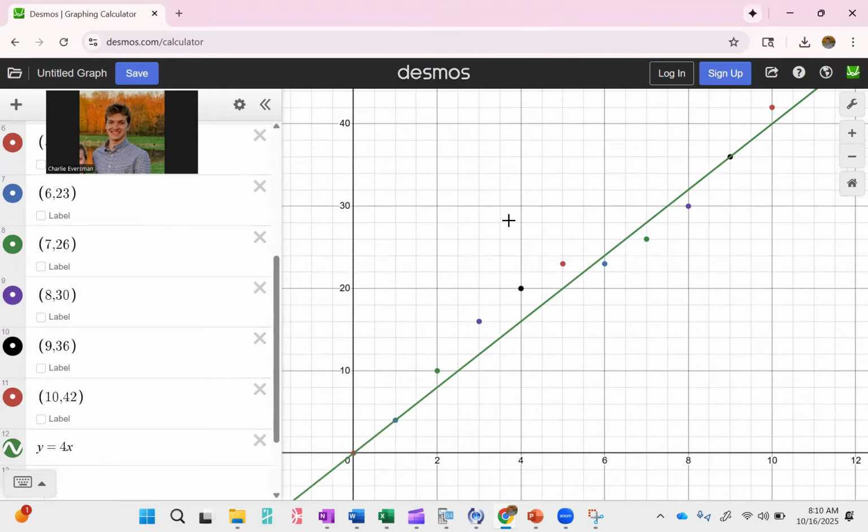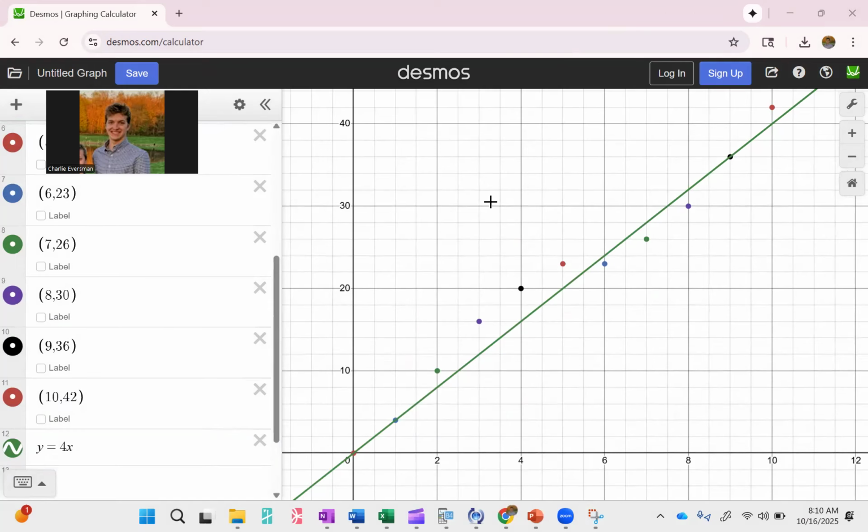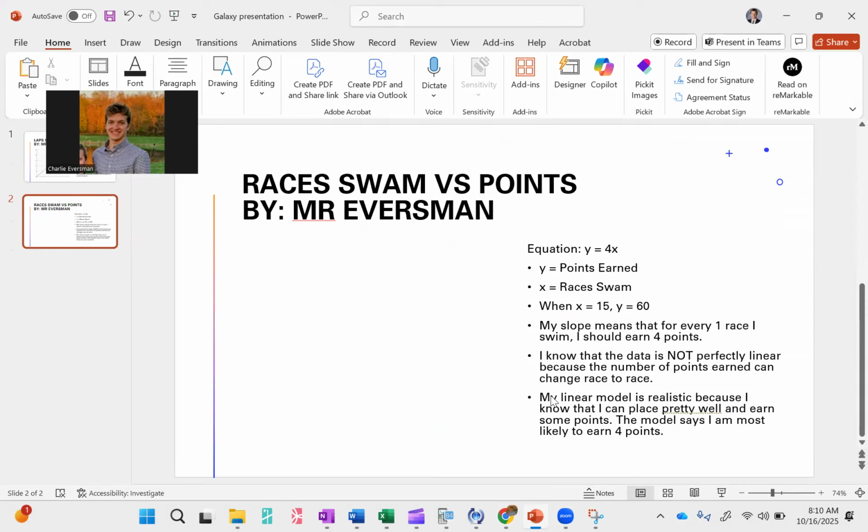Okay, well, either way, you get the idea. I would snip my graph and place it in my slide here, and then I would be pretty much finished.